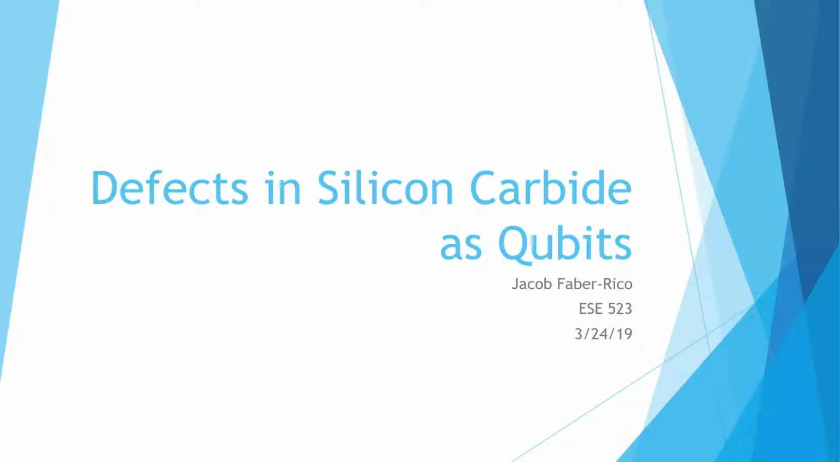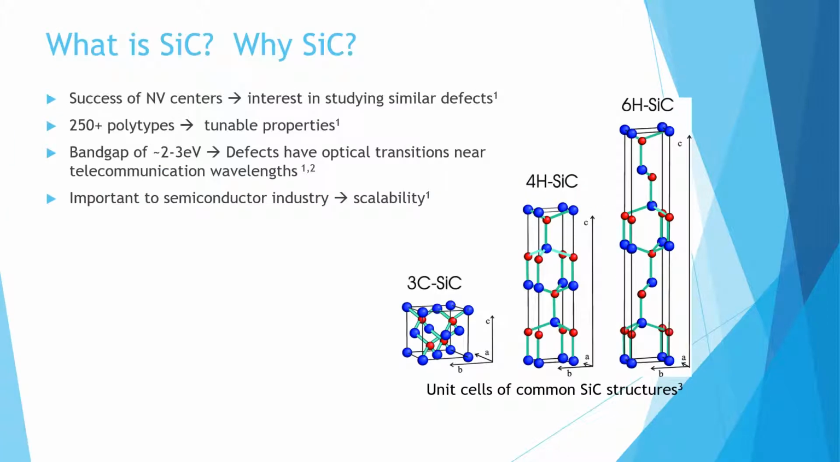Hi everyone, my name is Jacob, and in this video I'm going to talk a little bit about the potential for using defects in silicon carbide as qubits. So first I want to talk a little bit about what is silicon carbide, what's its structure and properties, and why might it be interesting to use as a qubit.